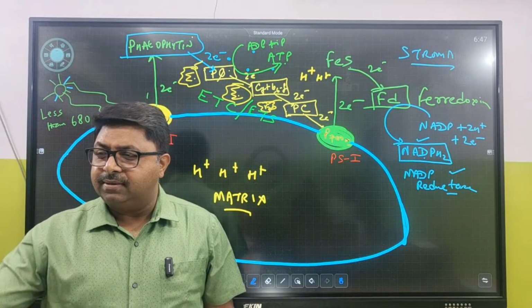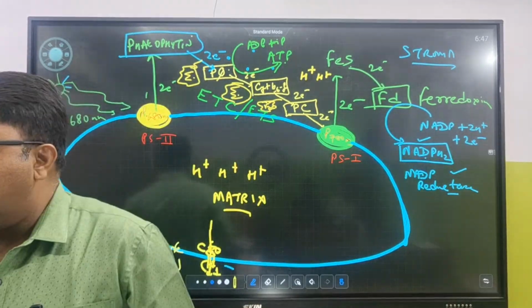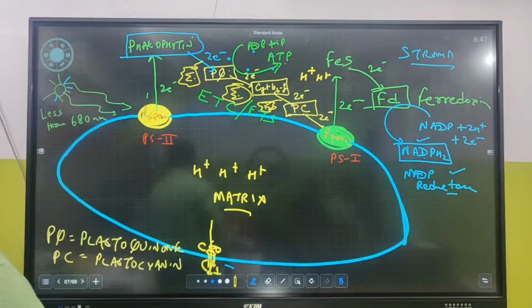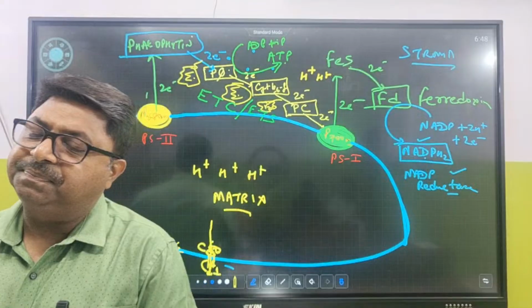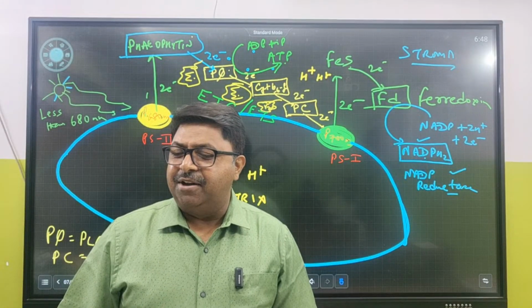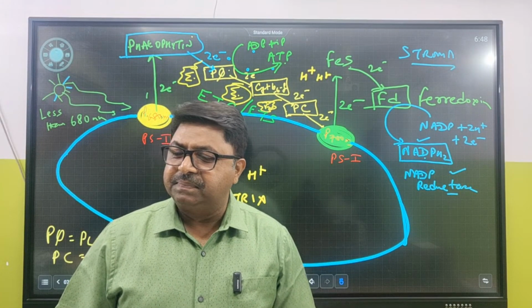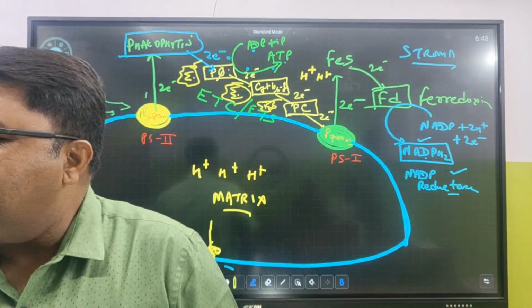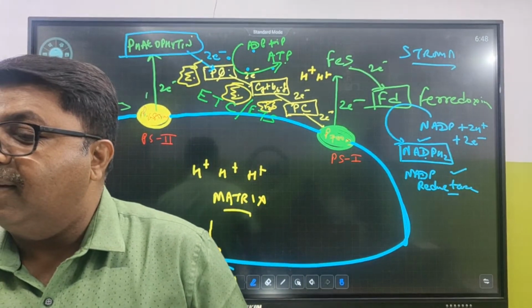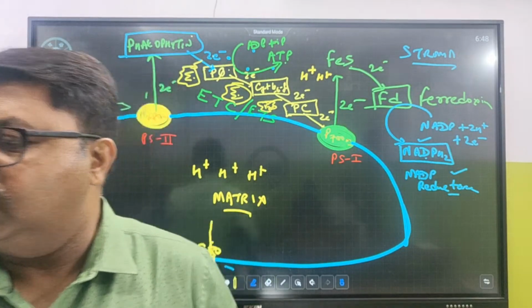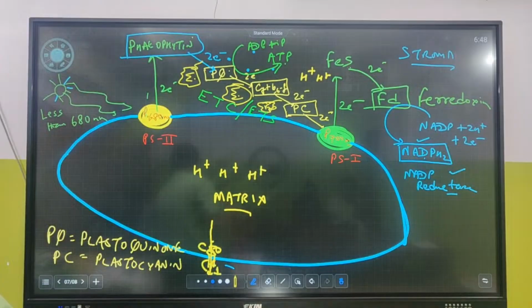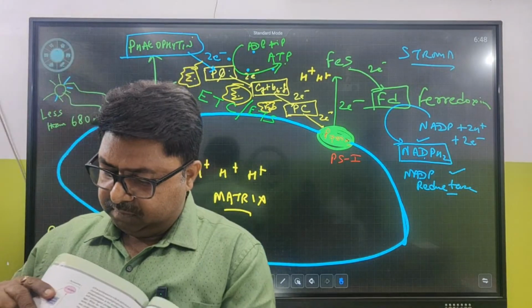You want to see over there? Check it out. Go to the next page. Yeah, page number 141. Have a look. Can you see the same figure being given? Can you see CF0 and CF1? Where is the H plus ion coming out from? Show me the book. What can you see over here?